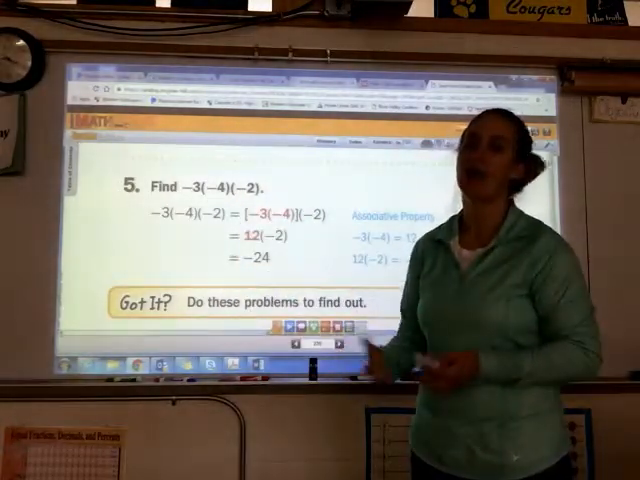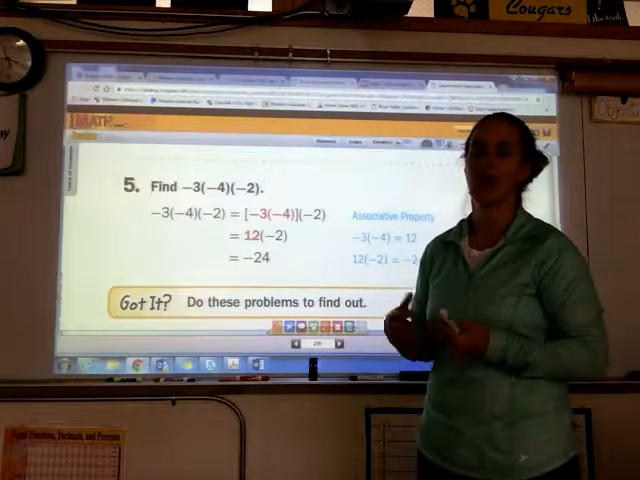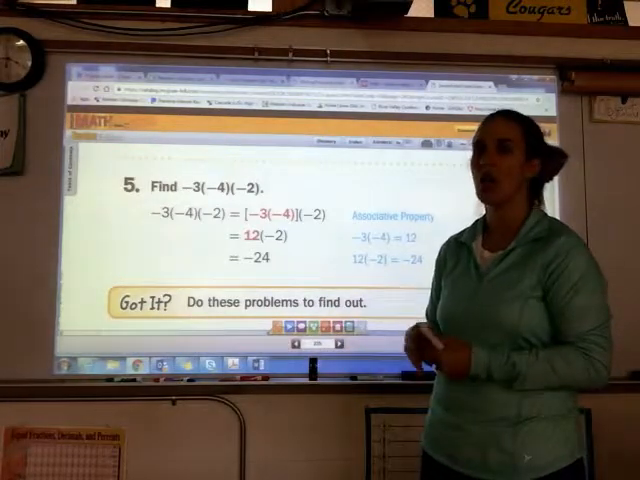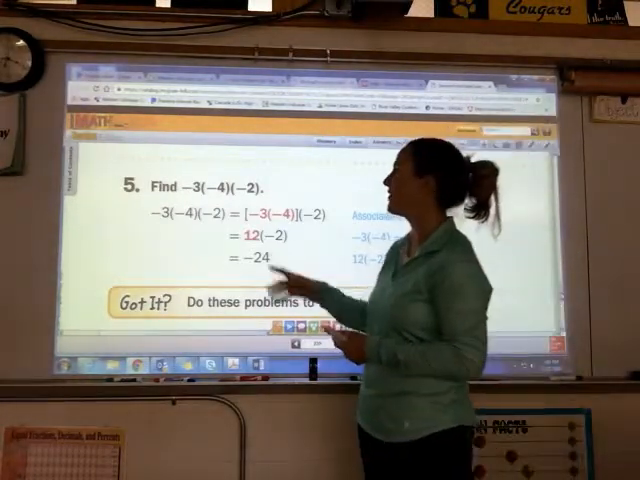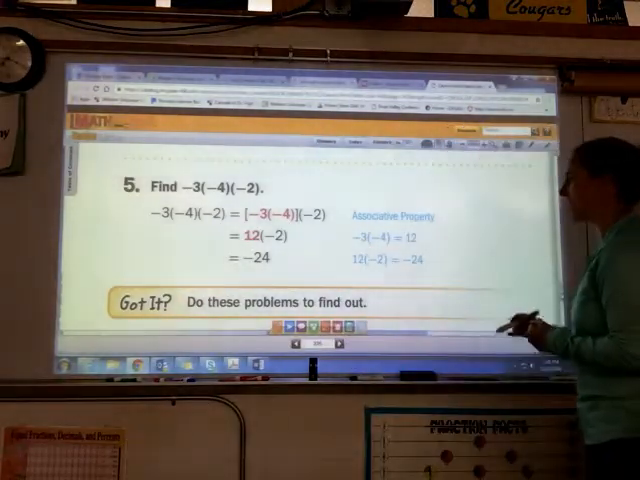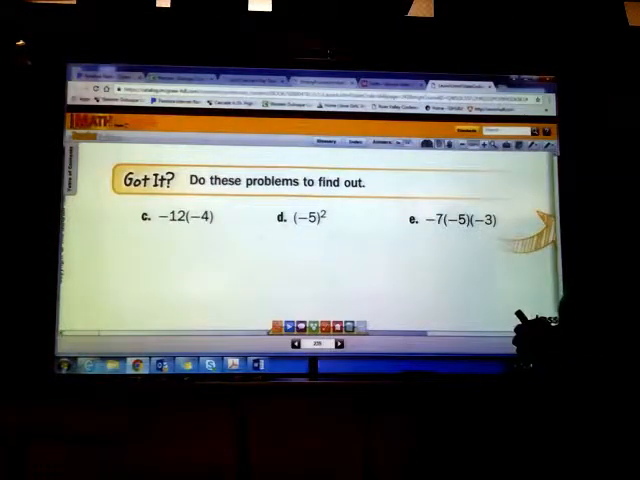If I would have 5 numbers that are negatives or 5 negatives, that would be a negative answer. If I would have 7 or if I would have 9 or so on with odd numbers, my answers would be negatives. Anytime you have an even amount of negatives, then your answer would be positive. As I take a look at Got It problems C, D, and E, please pause the video to take a minute to answer these.